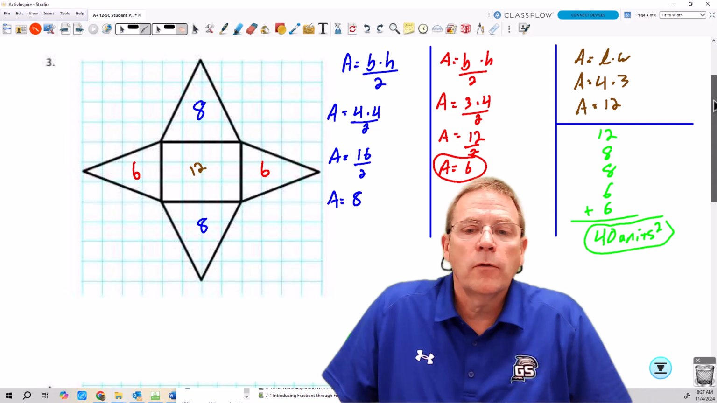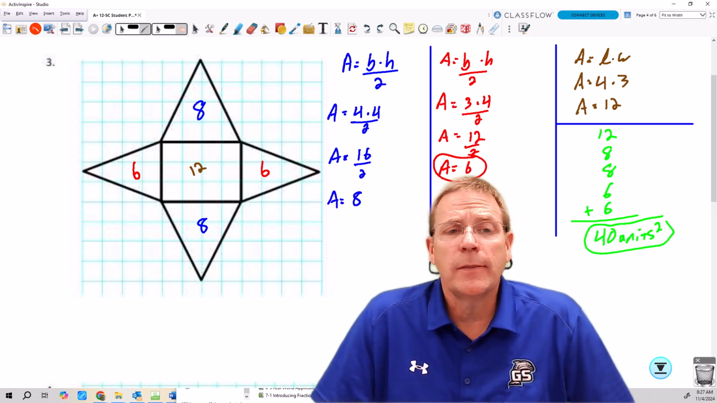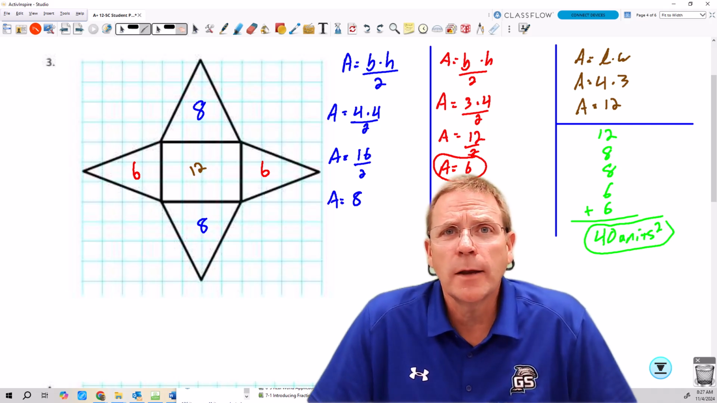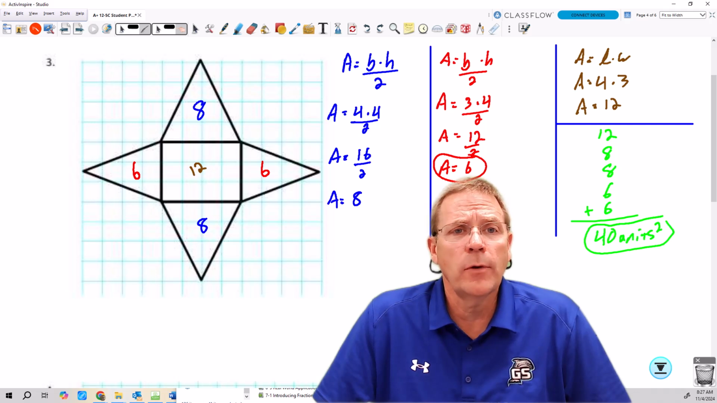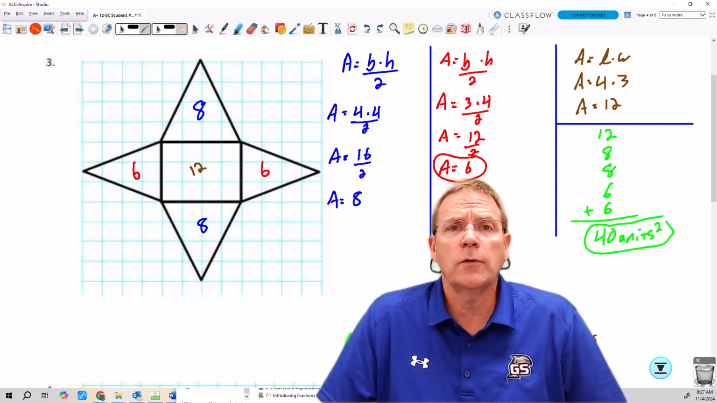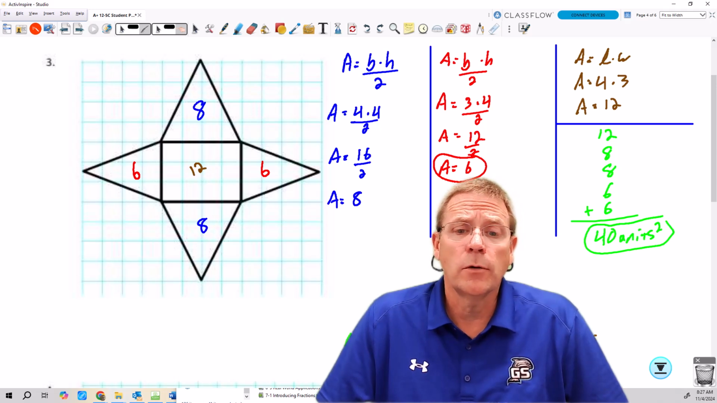Turning the page for problem number 3, this one I almost made a mistake on. I almost assumed that my triangles were all the same size. But then when I got to my rectangle, I realized, ooh, wait a minute. The sides of my rectangle are 4 by 3, which means my triangles are different. So I had 2 triangles that had an area of 8 units squared, 2 triangles that had an area of 6 units squared, and 1 rectangle that had an area of 12 units squared. All those added up to be 40 units squared.